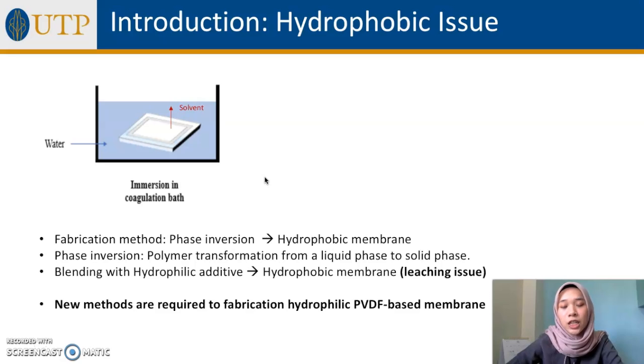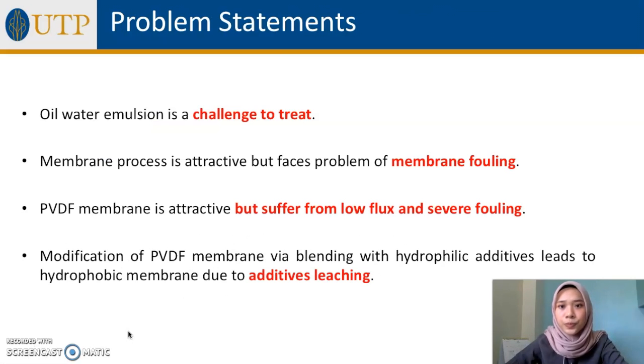But fabrication of PVDF membrane alone will produce a hydrophobic membrane. So in order to improve its hydrophilicity, what we can do is add hydrophilic additives. But addition of hydrophilic additives will also produce a hydrophobic membrane due to leaching, where the additive is washed away due to its hydrophilic properties. So new methods are required to fabricate hydrophilic PVDF-based membrane.